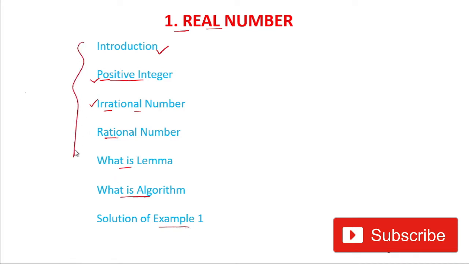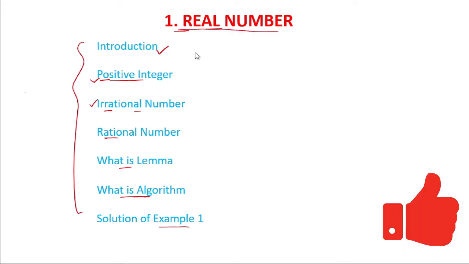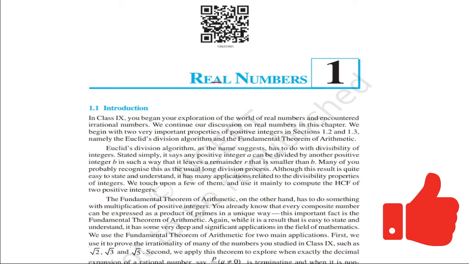You should know everything about real numbers, so I will try to make chapter 1 very clear. Let's start the video with the introduction of this chapter. Basically this chapter is about Euclid's method. One part is the lemma, another is the algorithm, and how it helps in finding the HCF of two integers.